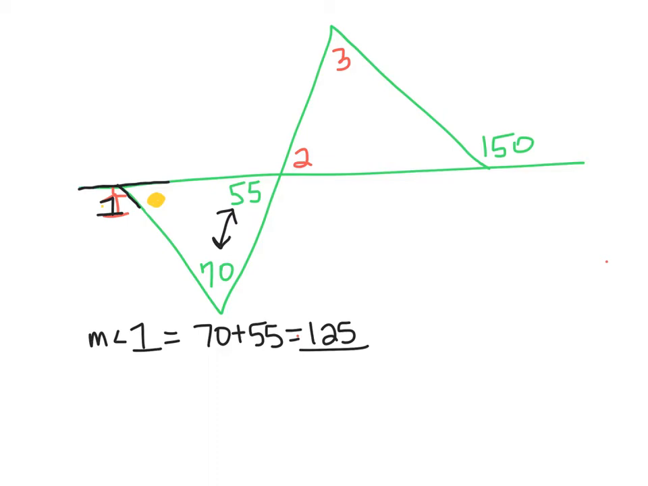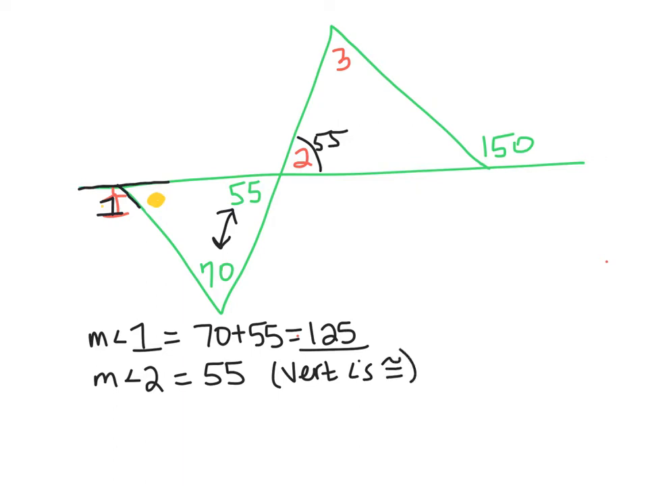All right, so let's go to angle 2. The measure of angle 2 is 55. How do you know that? Yes, because vertical angles are congruent. So I'm just going to put that there just in case someone's not remembering. You have to remember that all year long.